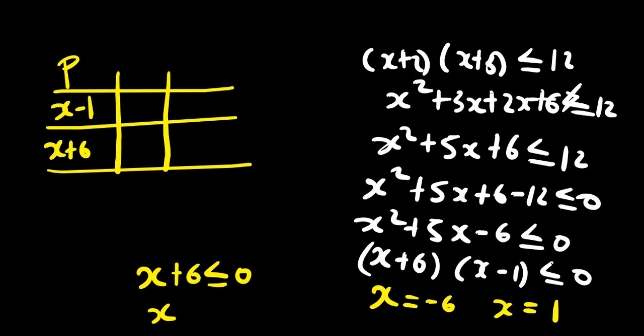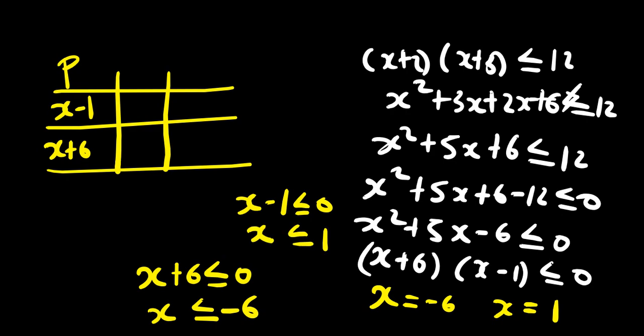So x will be less than or equal to negative 6. The other one would be x minus 1. So x minus 1 is less than or equal to 0. x will just be less than or equal to 1. So these will be your solutions. If you are using that, you want all the numbers of x that are less than or equal to negative 6.